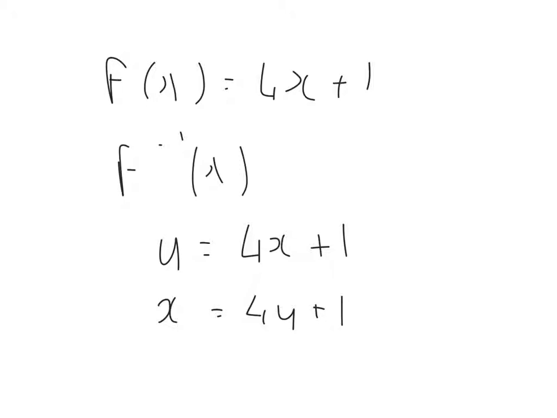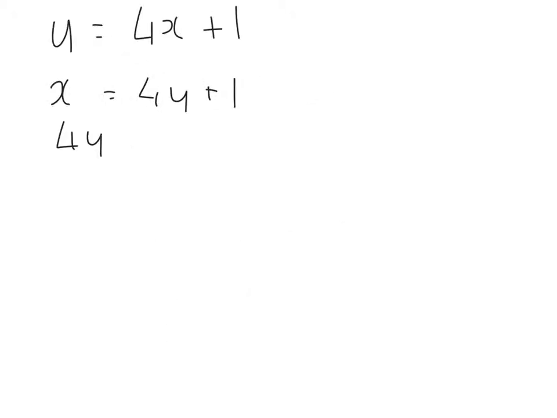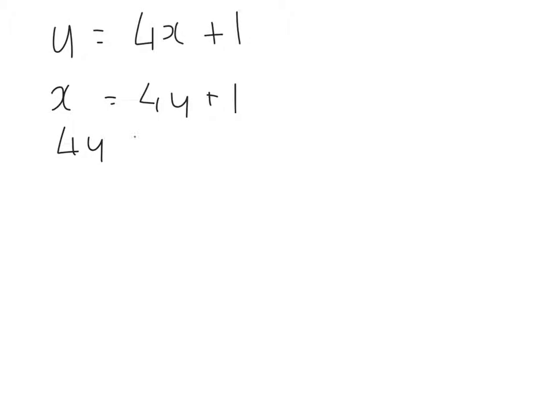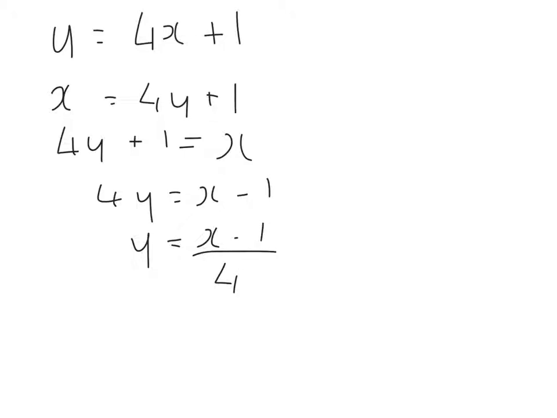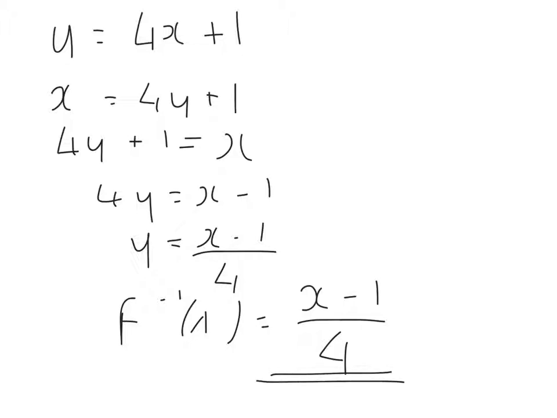I then need to change the subject of the formula to y. So 4y plus 1 is equal to x. 4y equals x minus 1. And y is equal to x minus 1 over 4. I then reintroduce the functional notation. f to the minus 1 of x is equal to x minus 1 over 4. And x minus 1 over 4 is the inverse function to 4x plus 1.